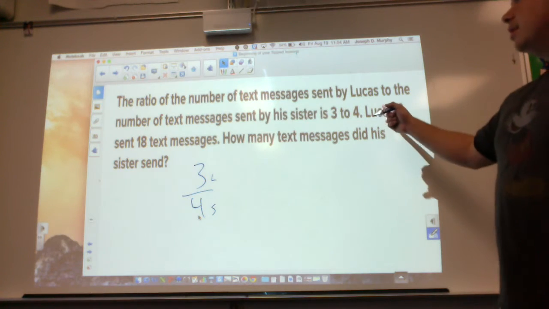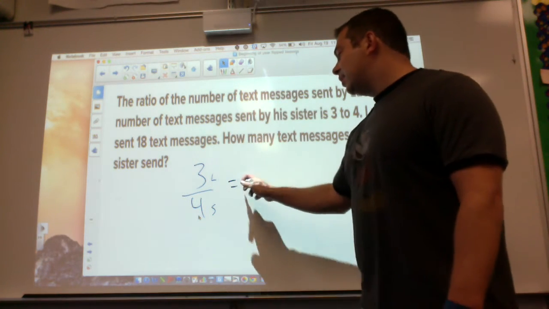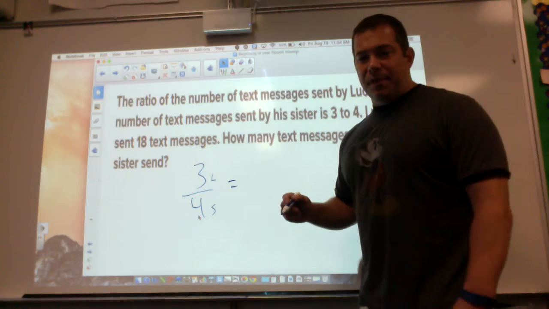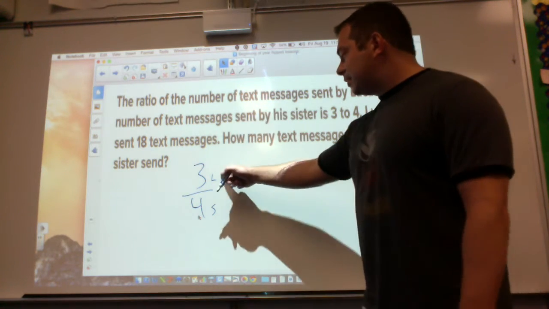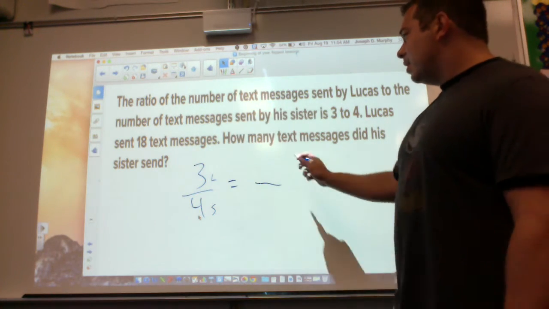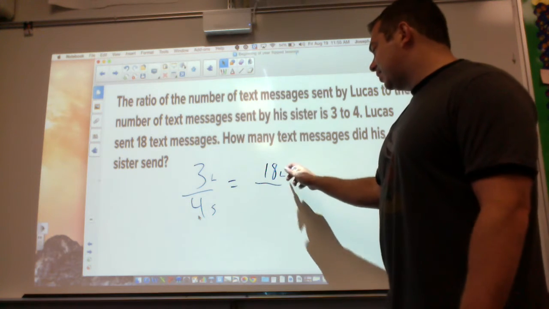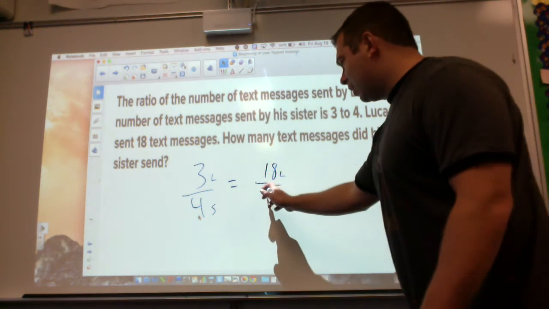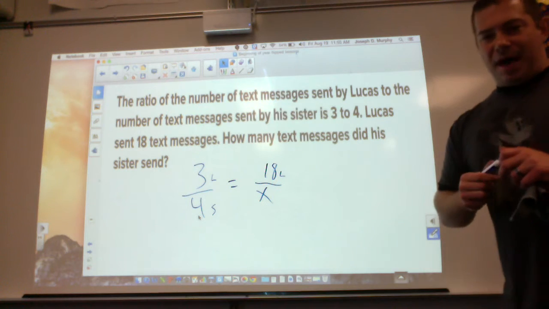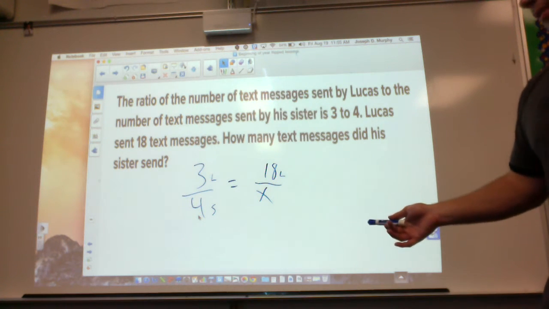Oh, sorry, I skipped a line. Lucas sent 18 messages. Notice I put my L up there to remember that's where Lucas is. Lucas is on the top, he's got to be on the top up here. He sent 18 messages. I'm going to put an X there. I don't know how many his sister sent.